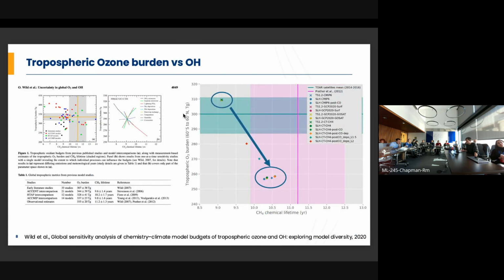So one of the things here is that here's the observational estimate for tropospheric ozone, and this is what you get with TS1.2. And then with the SLH simulation, we are now in this region where we tend to overestimate ozone, but having a much better methane. So, you know, if you're outside of this range, you cannot simulate methane accurately.